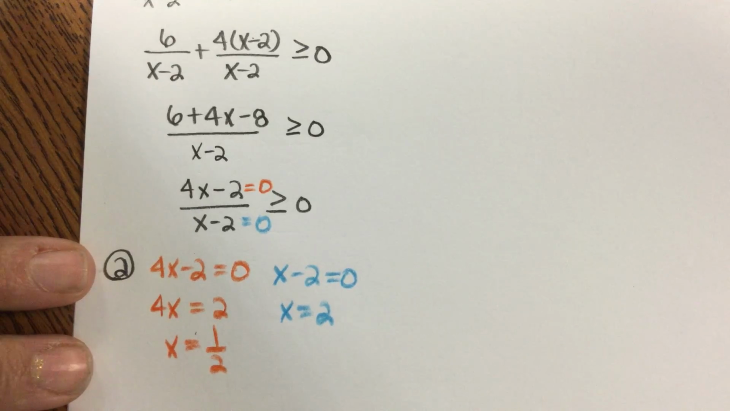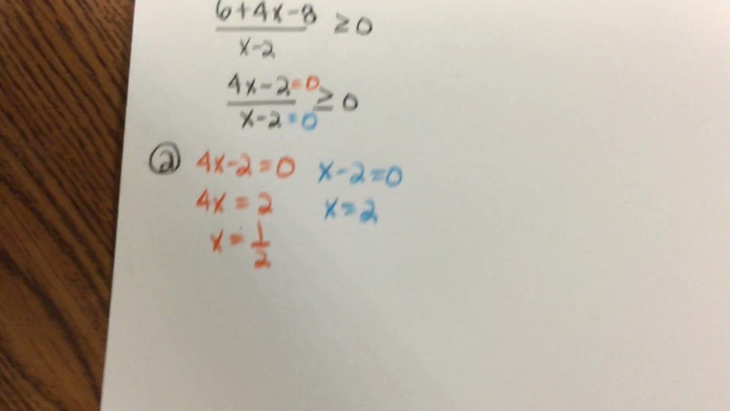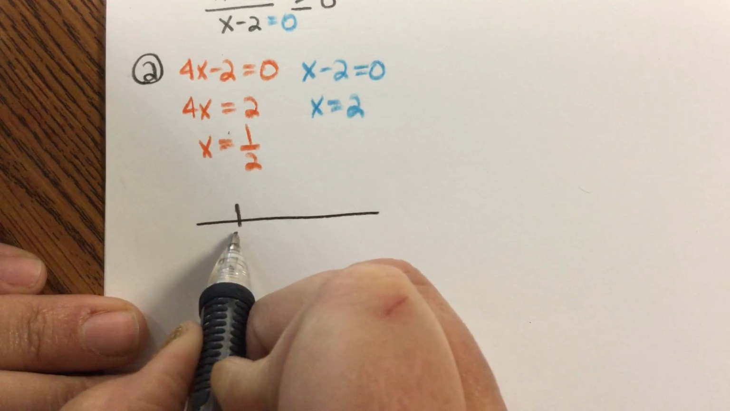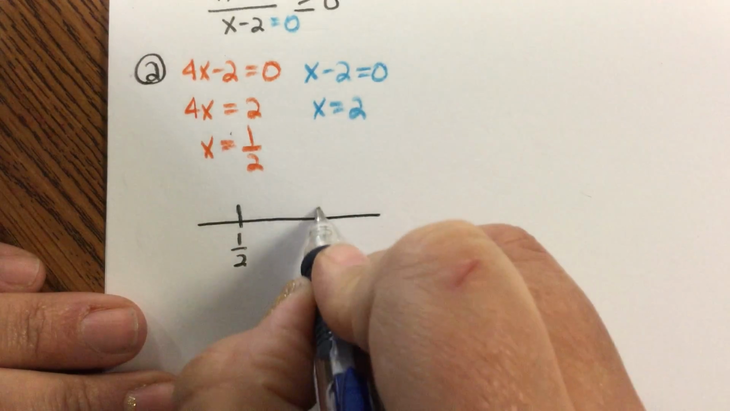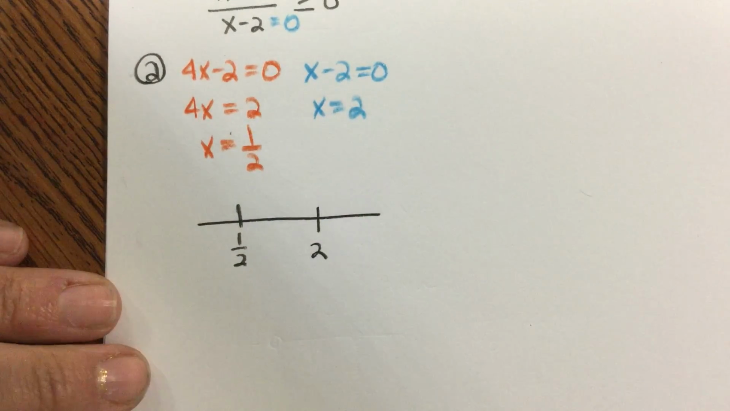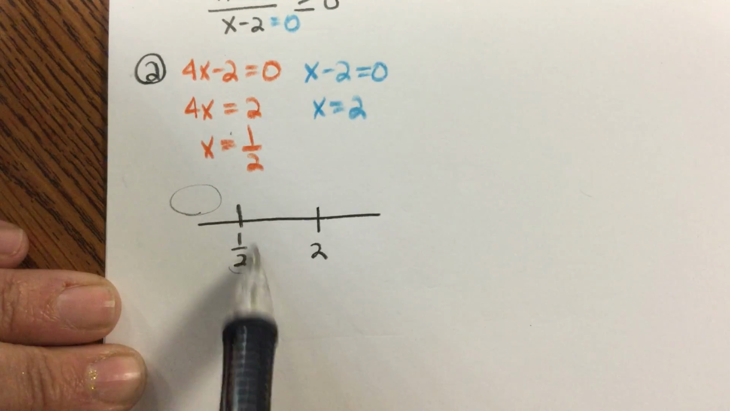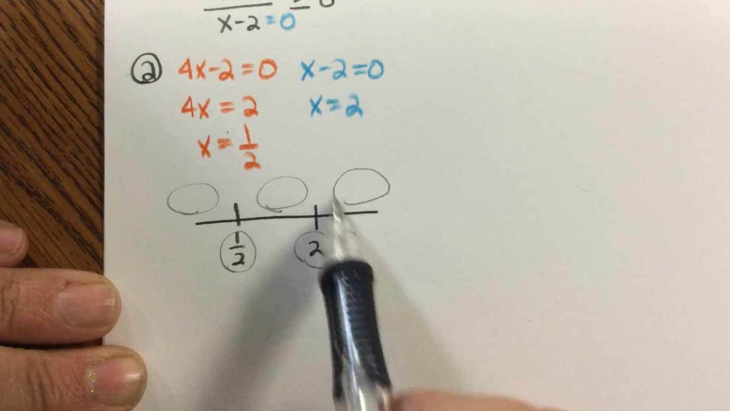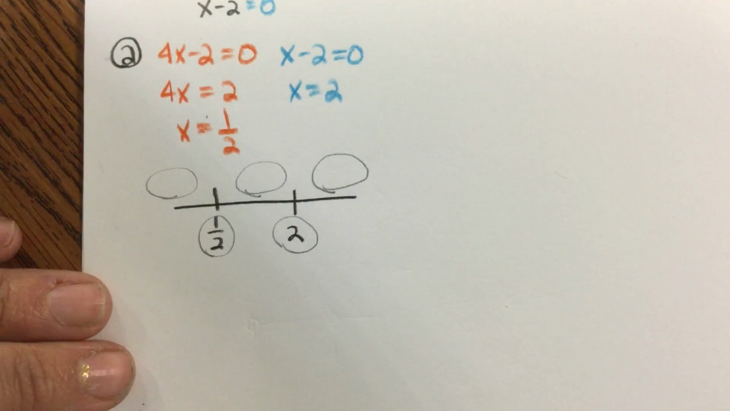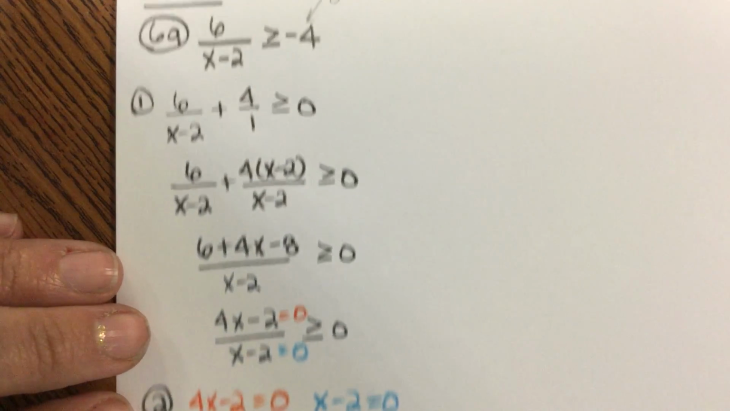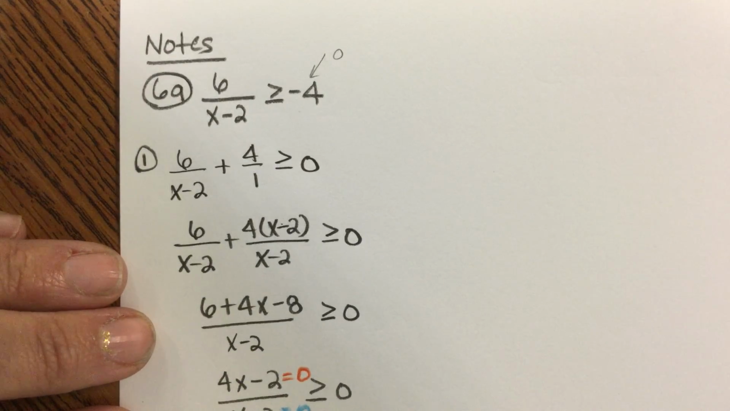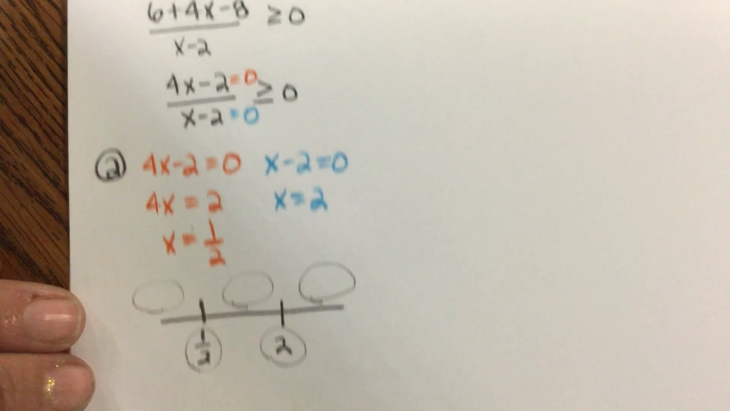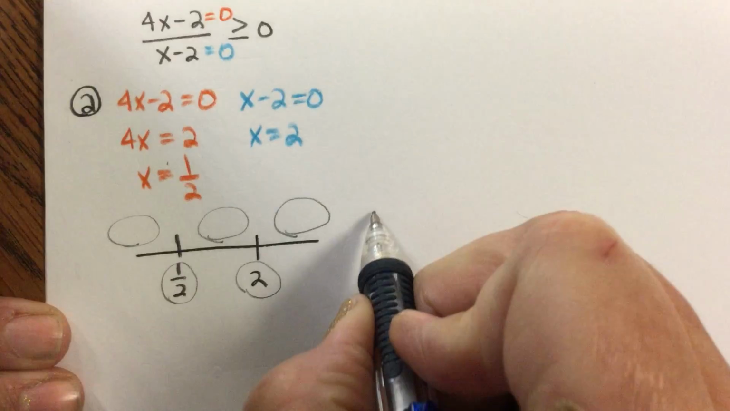These are going to be the two numbers that we put on our number line. So let's go ahead and make our number line: 1/2 and 2. Again, we need to pick a number to the left, a number in the middle, and a number on the right. We're going to be plugging those back into the original inequality, which was 6 all over the quantity x minus 2 is greater than or equal to -4. So I'm going to rewrite that down here by my number line.